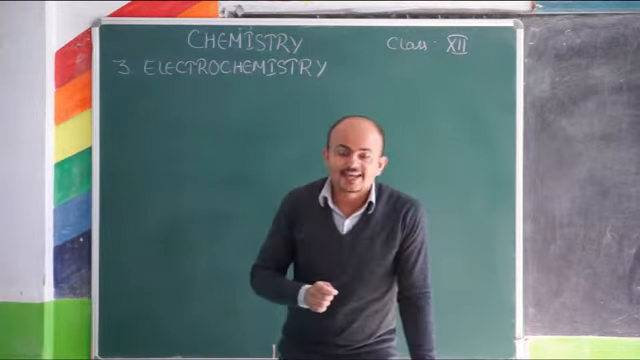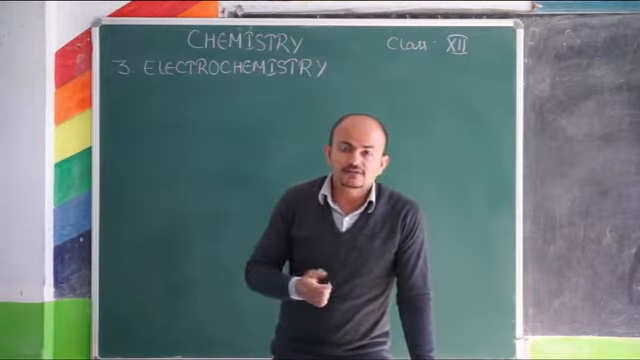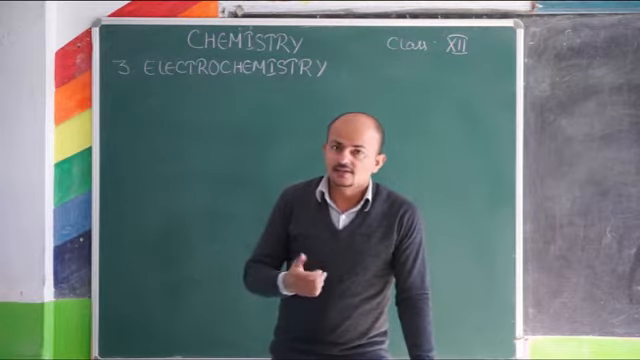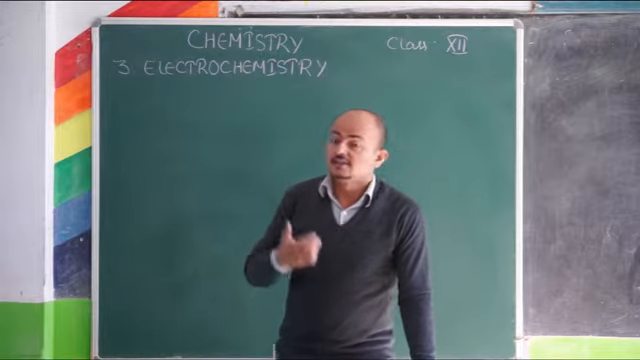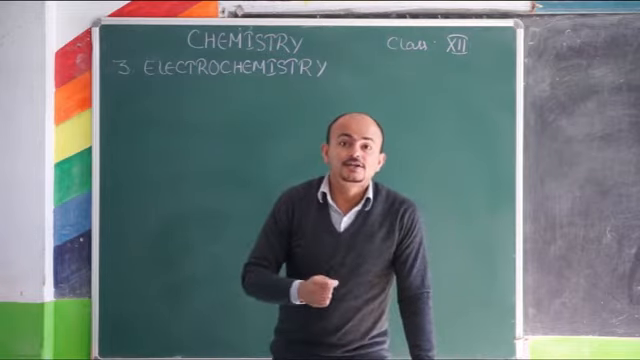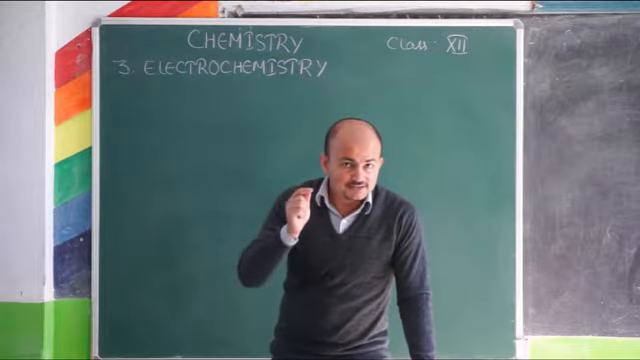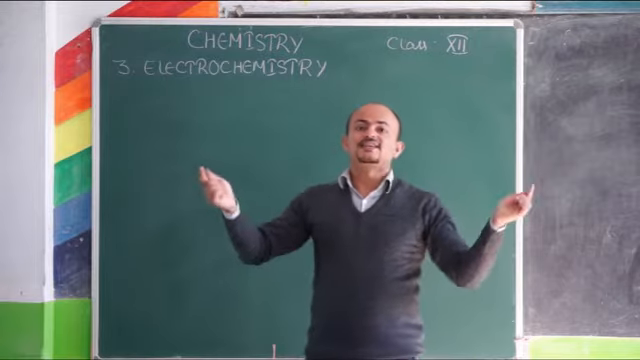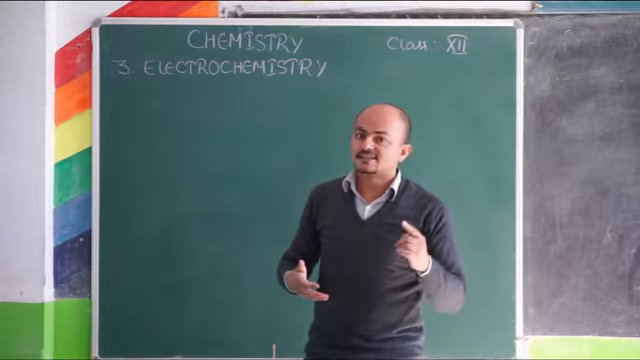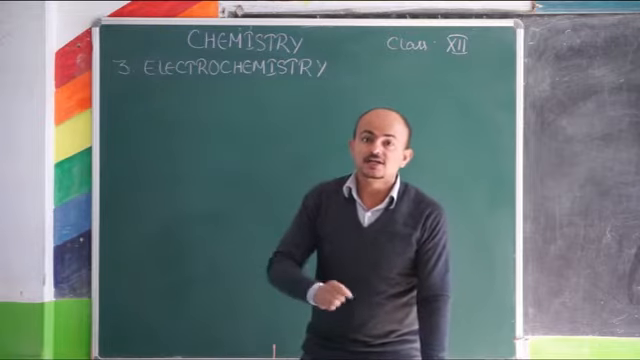So in class 10, at your ICSE level, you have studied about electrolysis. In electrolysis, the externally supplied electric current is used to bring about a chemical reaction. So in electrolysis, we are supplying electric current from outside to bring about a chemical reaction. But in electrochemistry, it's just the opposite.